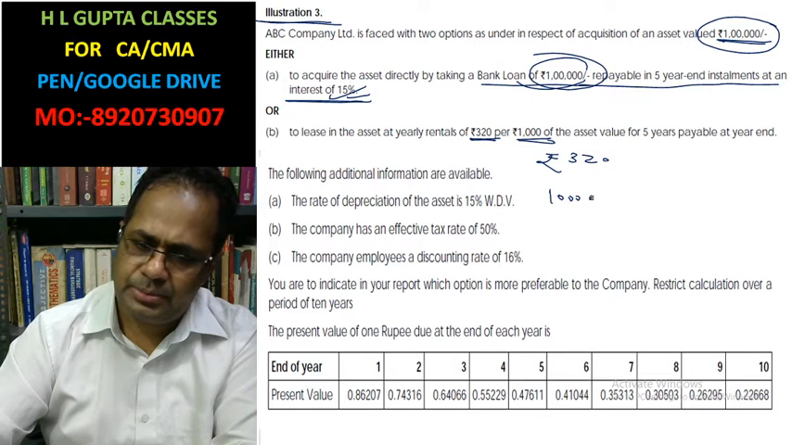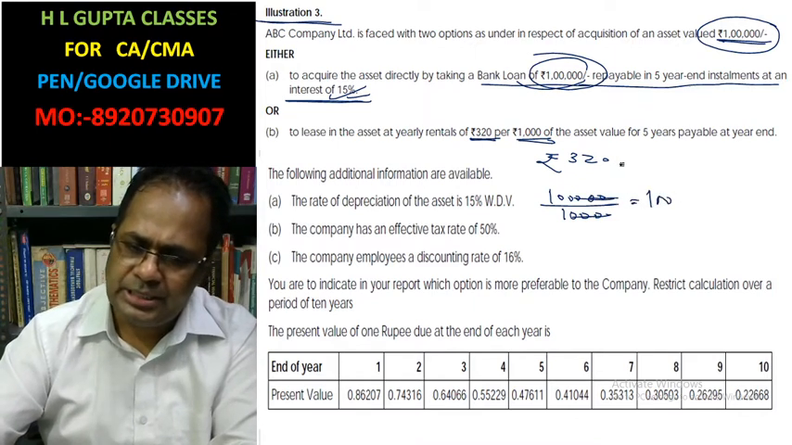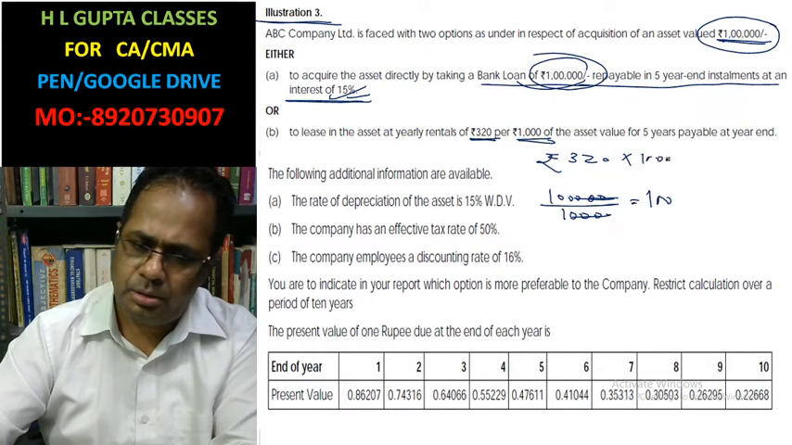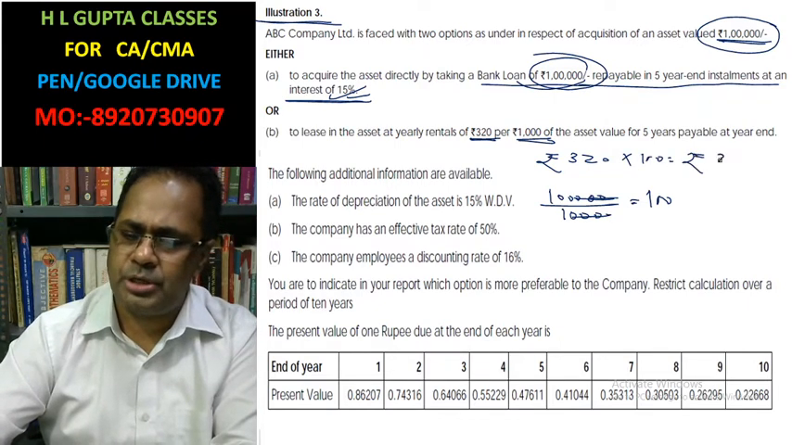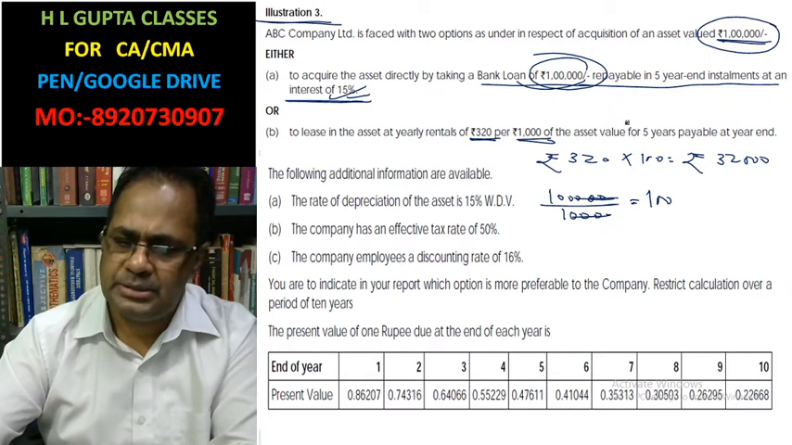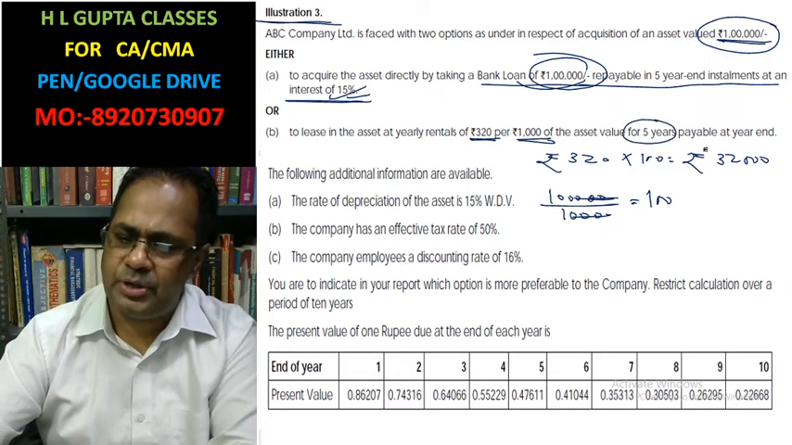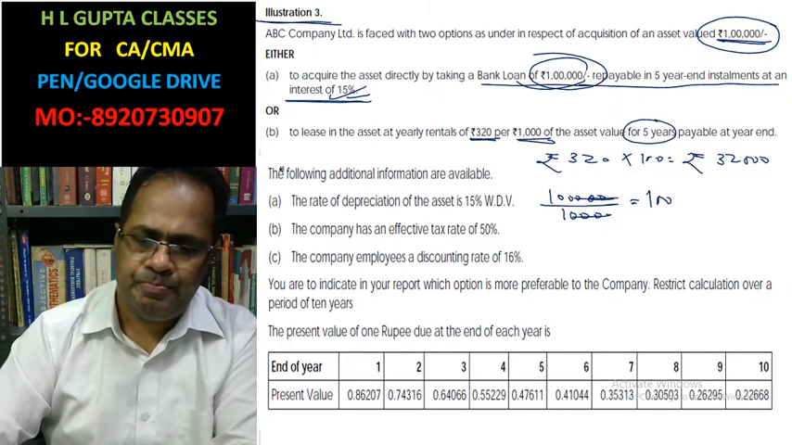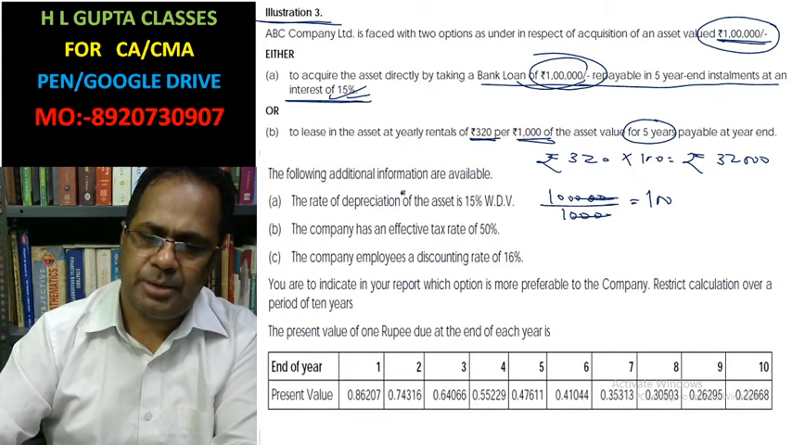Per thousand investment, and your investment is 1 lakh. For this, how many thousands? 100. It means the lease rent would be 32,000. This is for 5 years, payable at the end of the year. The following additional information is available.